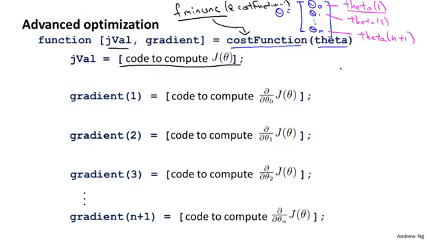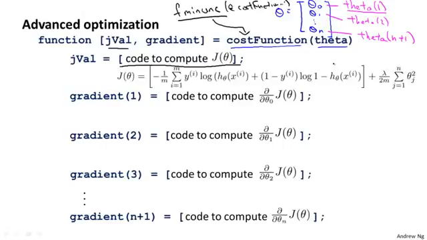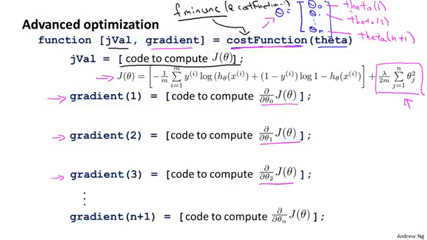Now when we're using regularized logistic regression, of course the cost function J of theta changes, and in particular our cost function now needs to include this additional regularization term at the end. So when you compute J of theta, be sure to include that term at the end. The other thing the cost function needs to provide is the gradients. So gradient 1 needs to be set to the partial derivative of J of theta with respect to theta 0, gradient 2 needs to be set to the next one, and so on. And once again, the index is off by 1 because of the indexing from 1 that Octave uses.